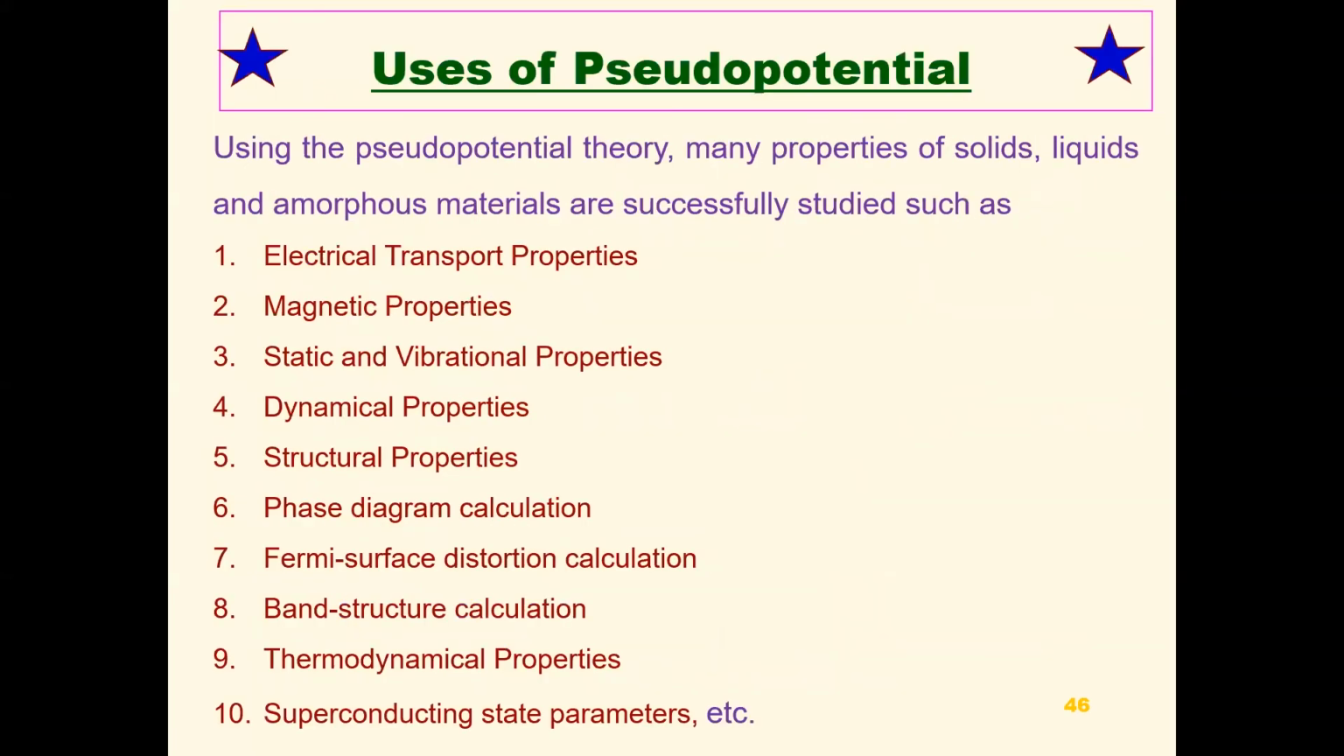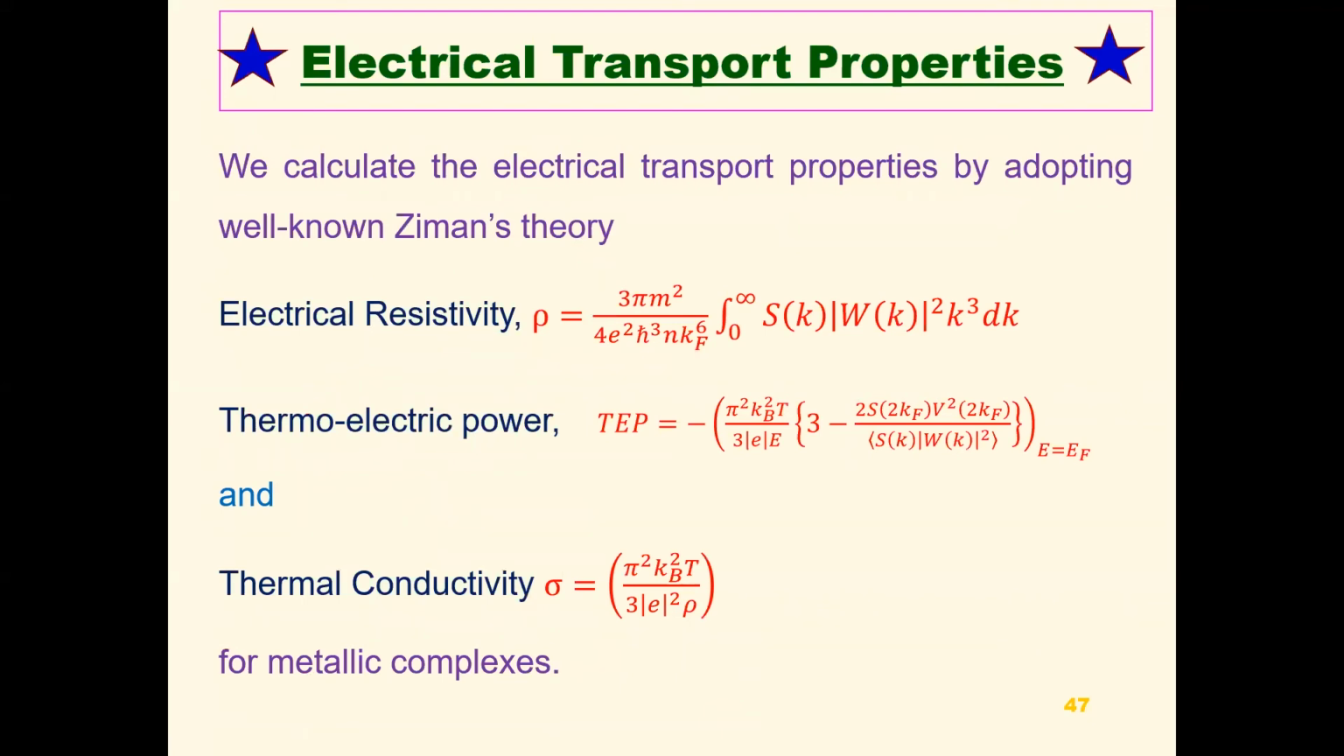Now, uses of the pseudopotential. Using the pseudopotential theory, many properties of solids, liquids, and amorphous materials are successfully studied, such as electrical transport properties, magnetic properties, static and vibrational properties, dynamical properties, structural properties, phase diagram calculation, Fermi surface distortion calculation, band structure calculation, thermodynamical properties, superconducting properties, etc. First we discuss the electrical transport properties.